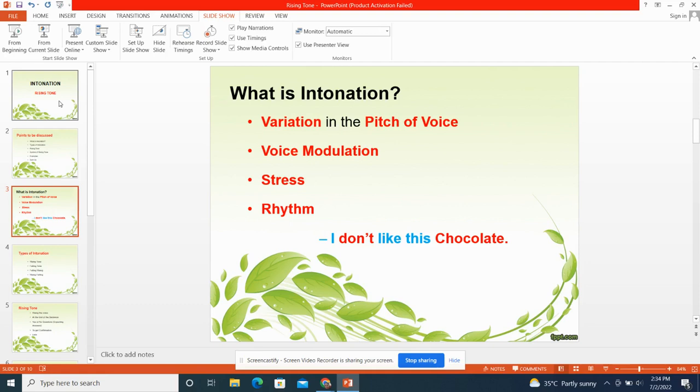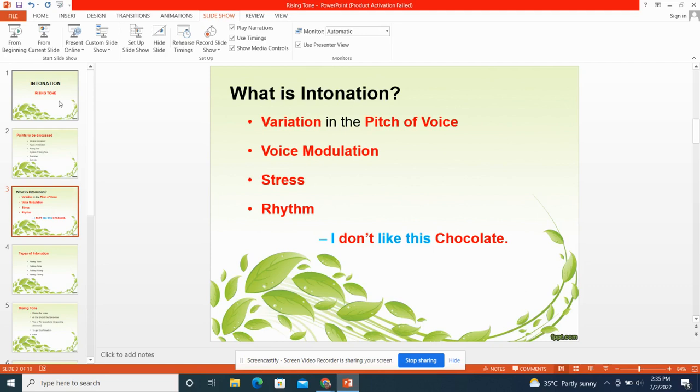Let's take an example. I don't like this chocolate. I'm just using a monotonous tone. I didn't raise my voice here. I just go with a flatter tone. I don't like this chocolate. Another way I'll use it is like this. I don't like this chocolate. Can you see the difference? Don't is stressed. The remaining words can be there in the sentence, but they are passive.